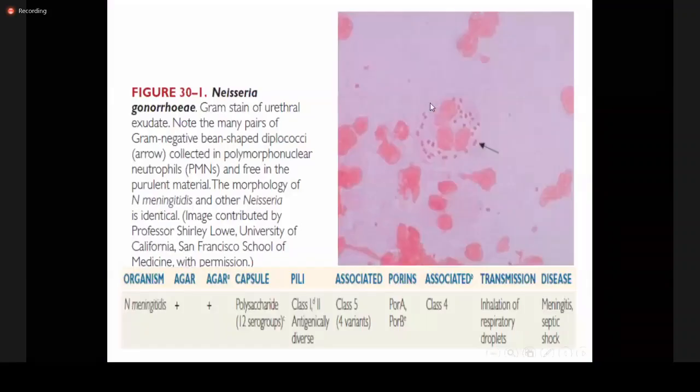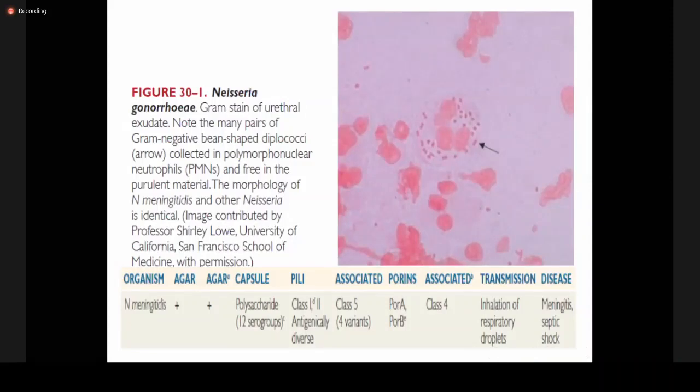You can see Neisseria here. We cannot differentiate between Neisseria gonorrhoeae and Neisseria meningitidis in the gram stain, of course. They appear gram-negative, diplococci, kidney-shaped, and one against the other. So look here, the slide is taken from a known case of Neisseria gonorrhoeae, and the microorganism is sometimes called gonococcus for simplicity.